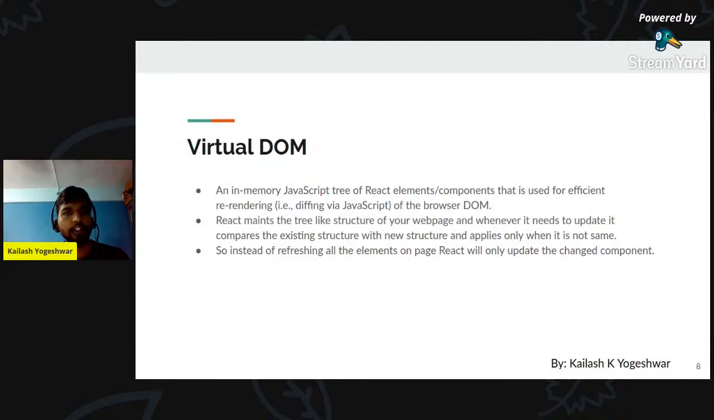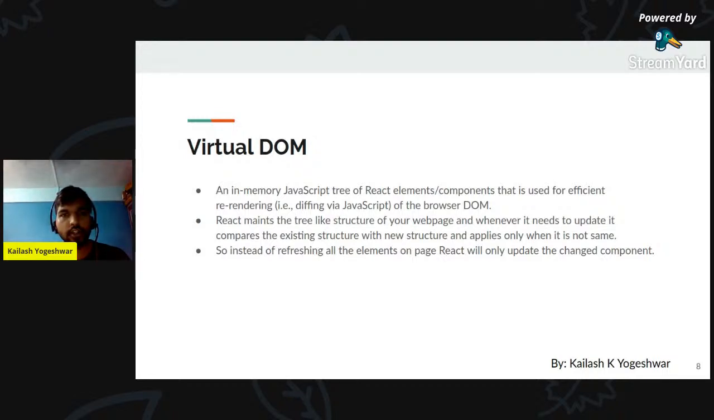So what is a virtual DOM? Virtual DOM is nothing but an in-memory JavaScript tree. The question might be, what is a JavaScript tree? You might be aware that creating a variable as an object is quite easy in JavaScript. So virtual DOM is nothing but a JavaScript tree of React elements, which are basically your HTML elements, used for efficient rendering, and rendered on your screen using a diffing algorithm created by Facebook. React maintains the virtual DOM tree-like structure of your web page before any updates are applied to it. So if there are any updates, like a stock which has increased in value, we need to show it on the screen and update it.